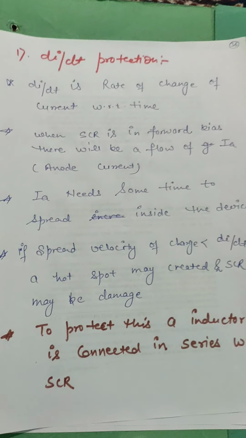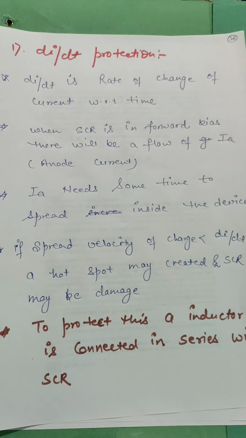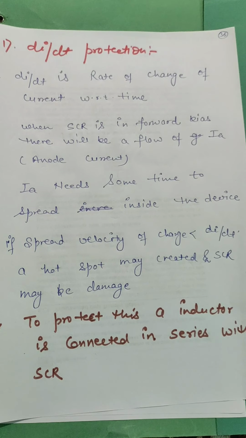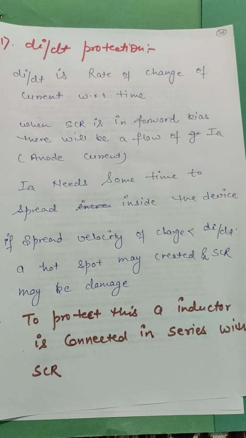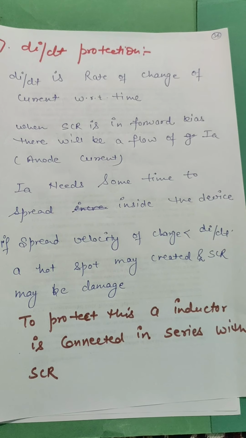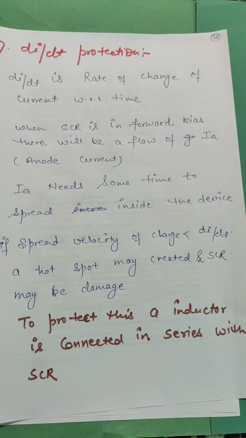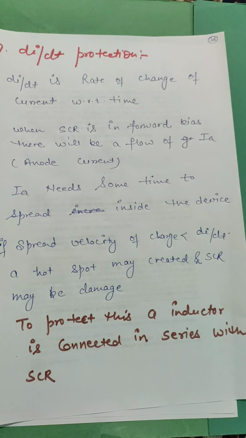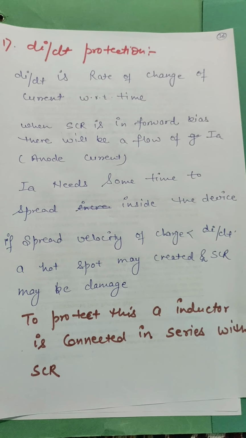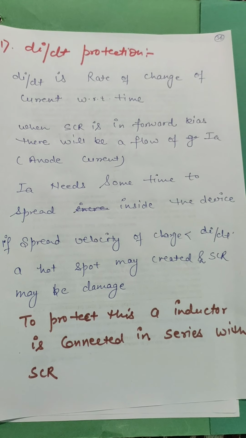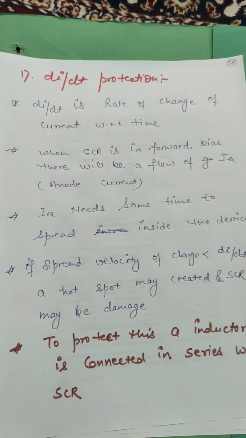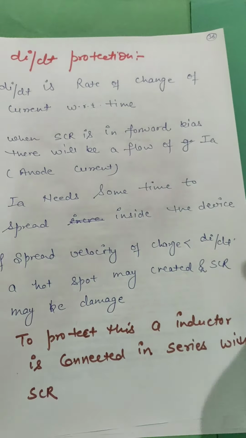First of all, di by dt is a rate of change of current with respect to time. When SCR is in forward bias, there will be a flow of anode current. Anode current needs some time to spread inside the device. If spread velocity of charge is less than di by dt, a hot spot may be created by SCR and SCR may be damaged. So, how can I explain that?